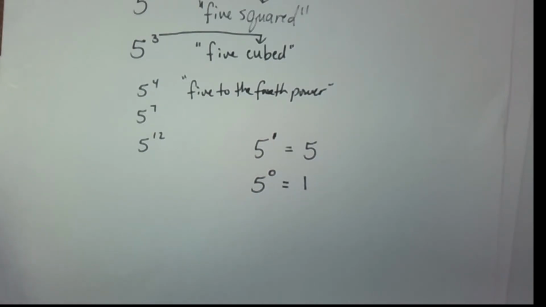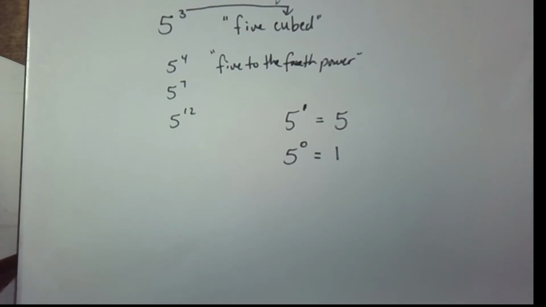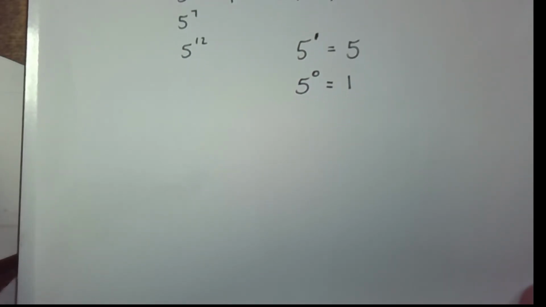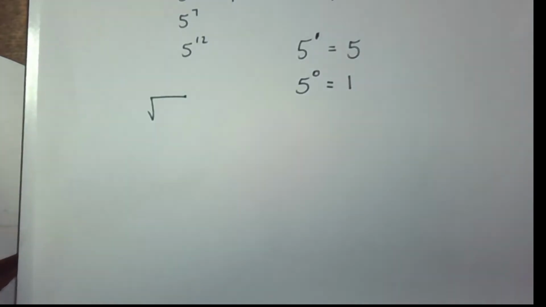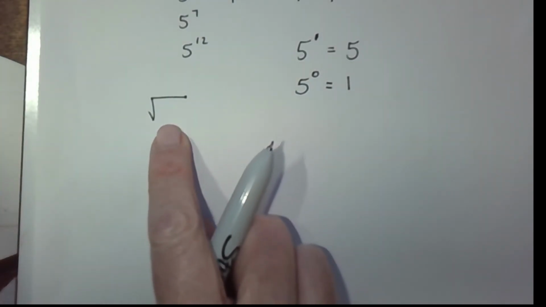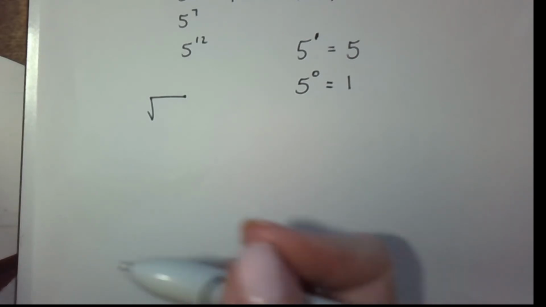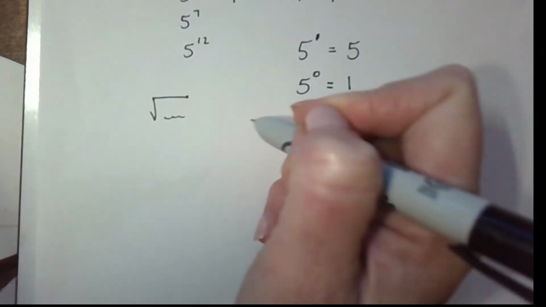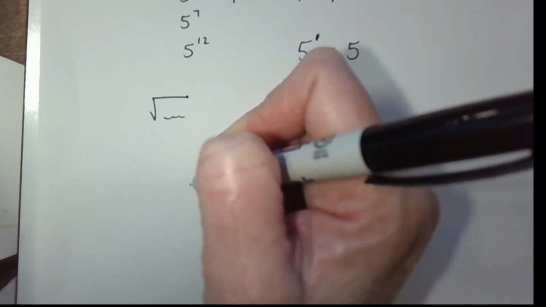So now let's look at the opposite of that, which instead of raising something to the 2nd power would be taking a square root. So square root is really the opposite operation of squaring something. This symbol is a radical symbol. What's underneath here is called the radicand. This is a radical sign, radical symbol. It just means square root.